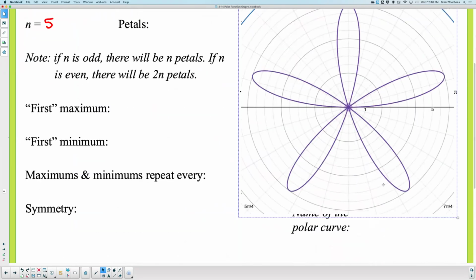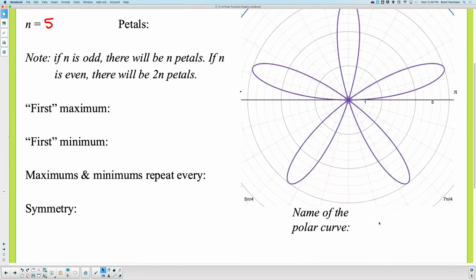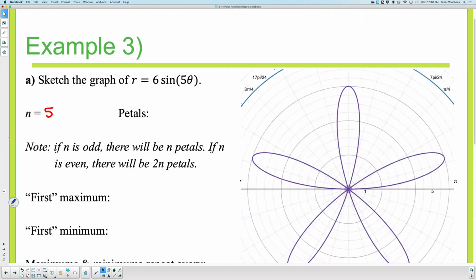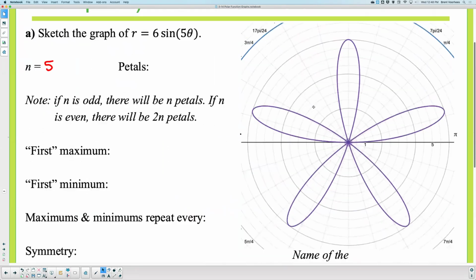We call this a rose. It looks like a flower. They call this a rose. So go to your name. This is a rose. A rose occurs whenever you have a number greater than 1 with the theta. That's when we have a rose. The petals are very interesting. We said it can complete the graph in 1 pi. If the number is odd, you will be able to complete it in 1 pi.